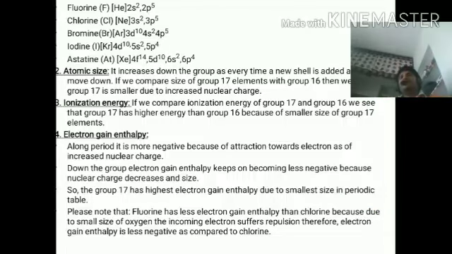Okay, what is the meaning of electron gain enthalpy? When we add one electron in the outermost shell, the amount of energy released is called electron gain enthalpy. And the value of the first electron gain enthalpy is always negative, and the value of the second electron gain enthalpy is always positive. Why? For example, when we add one electron in the outermost shell, it releases energy.